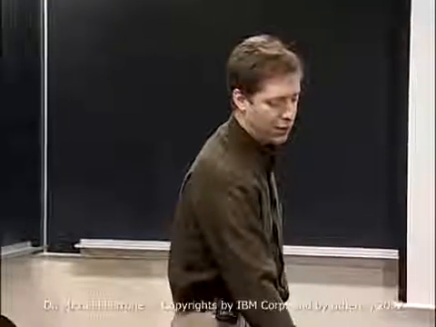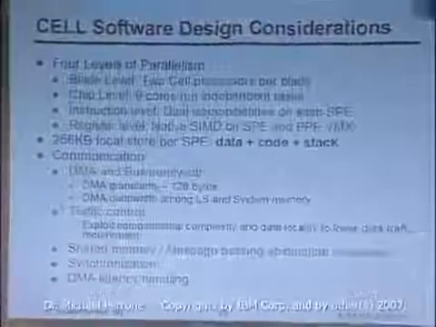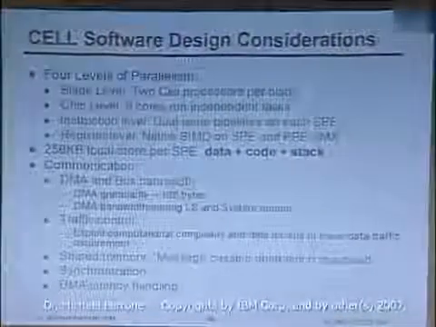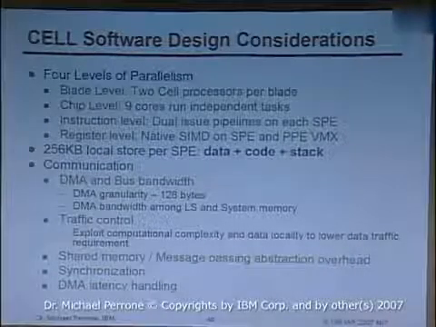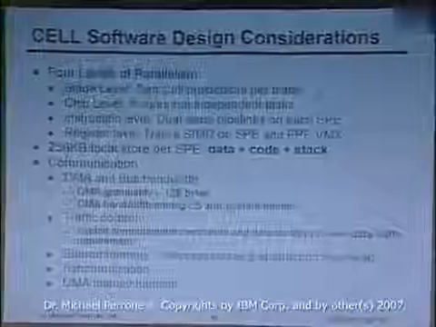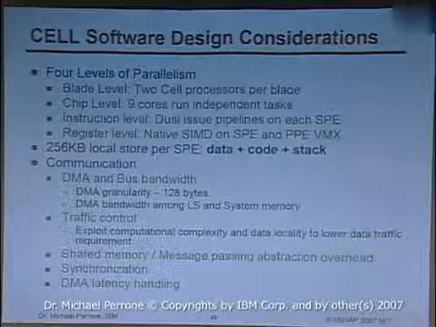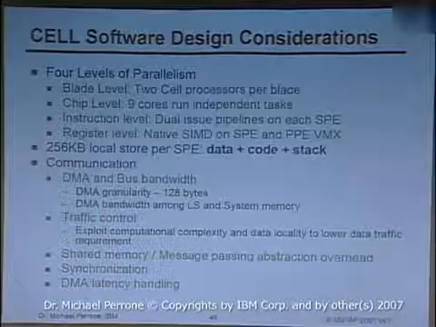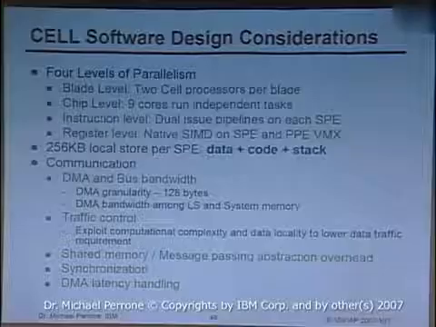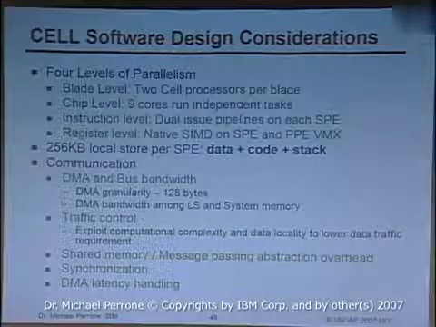Okay, so now this is really what I wanted to get to. And I think I want lots of questions here. There are 4 levels of parallelism in Cell. On the Cell blade, the IBM blade, you have 2 Cell processors per blade. So that's one level of parallelism. The chip level, we know there are 9 cores and they're all running independently. That's another level of parallelism. On the instruction level, each of the SPEs has 2 instruction pipelines. So it's an odd and an even pipeline.